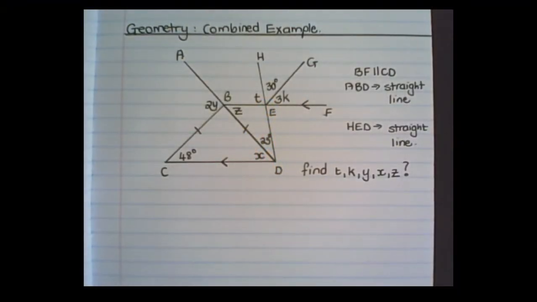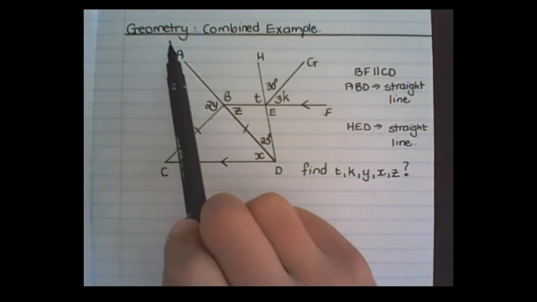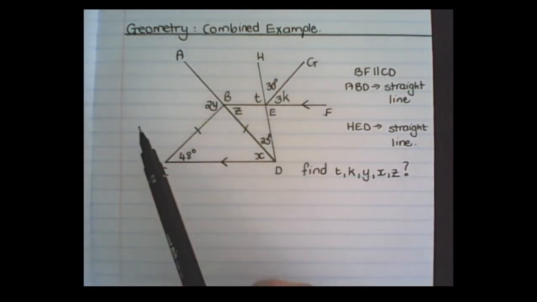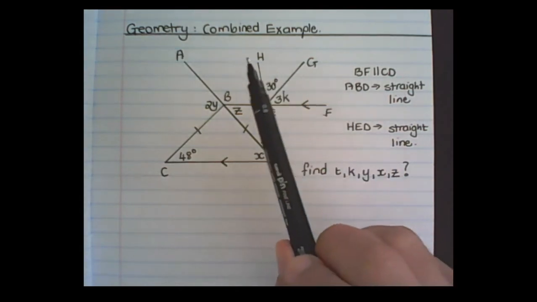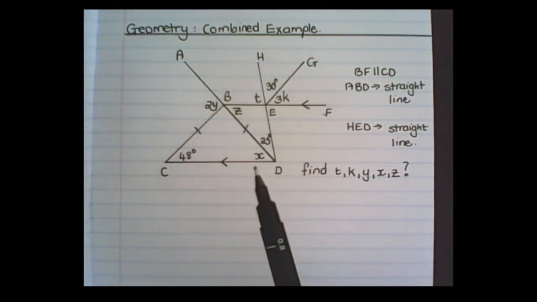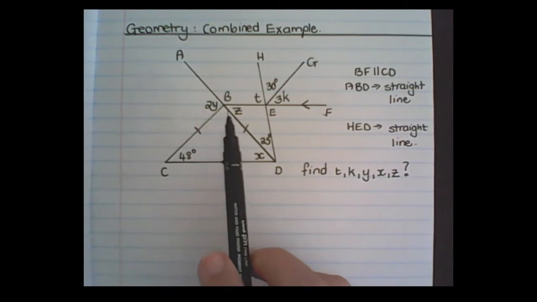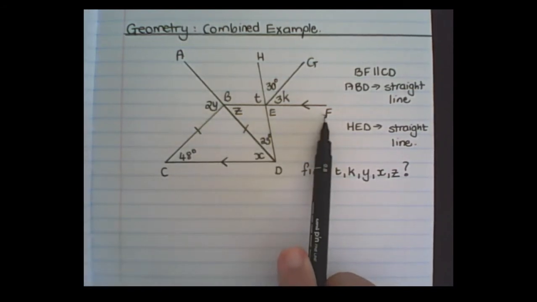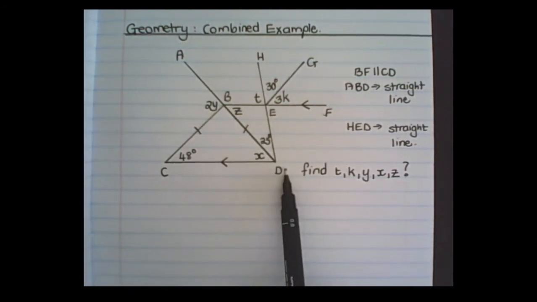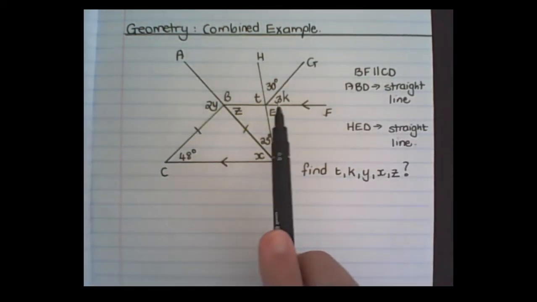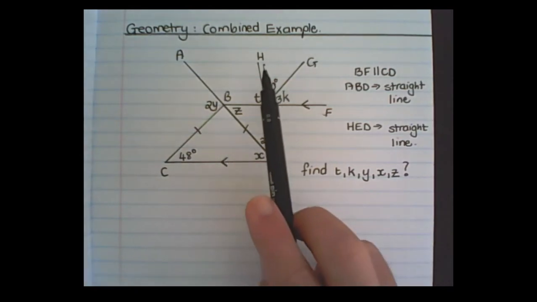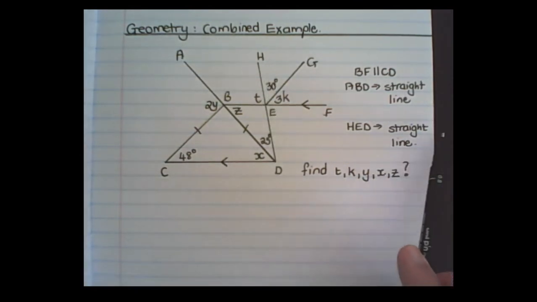In this video, we will continue with geometry, and we are going to solve the variables t, k, y, x, and z in the following diagram using all of the knowledge which we have learned in the previous videos. So in this diagram, we have BF is parallel to CD, and we have the line ABD as a straight line. And we have the line HED also as a straight line.